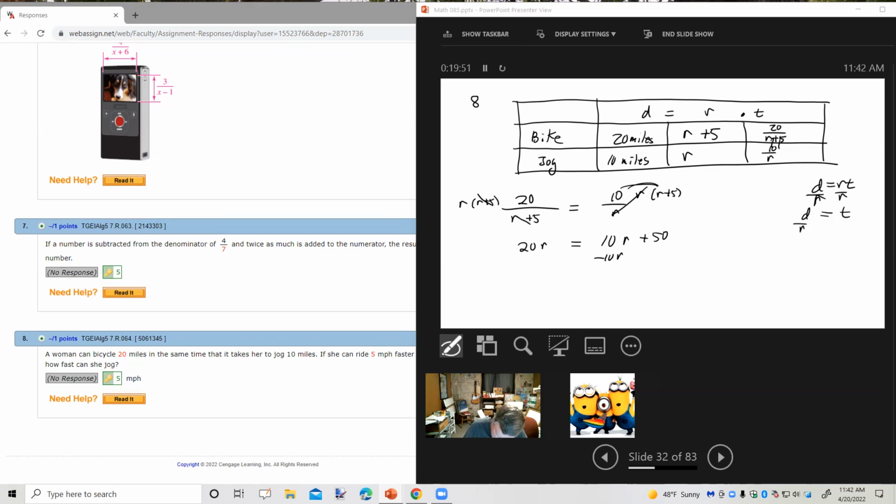We'll subtract 10R from both sides. 10R equals 50. Divide by 10, R equals 5. And it said, how fast can she jog? So 5 miles per hour.